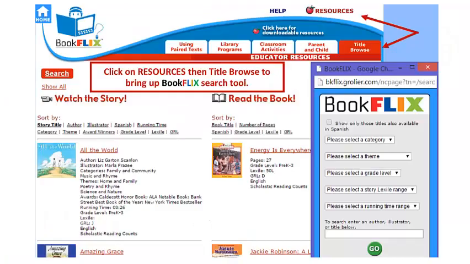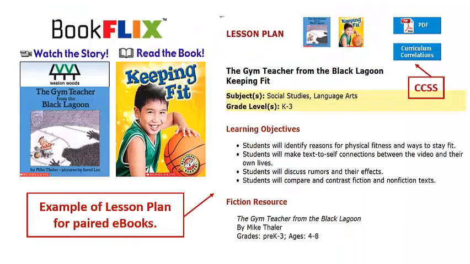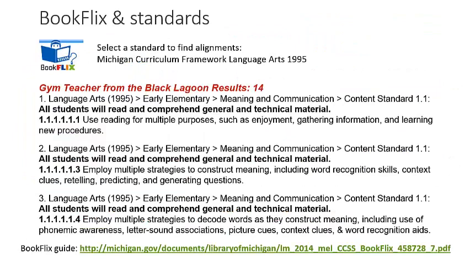The BookFlix search tool can be accessed by clicking on Resources, then Title Browse. Here's an example of a lesson plan for 2 paired books and a link to curriculum correlations. You can also access a BookFlix guide. You'll find standards alignments to Common Core and to the Michigan Curriculum Framework.